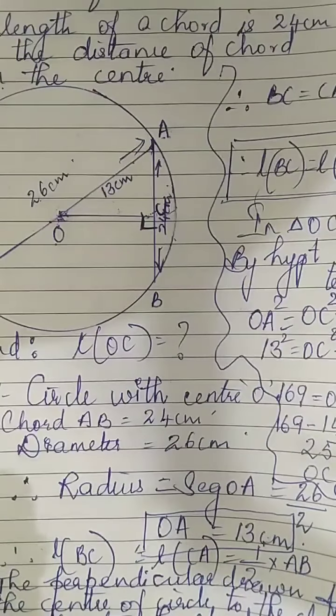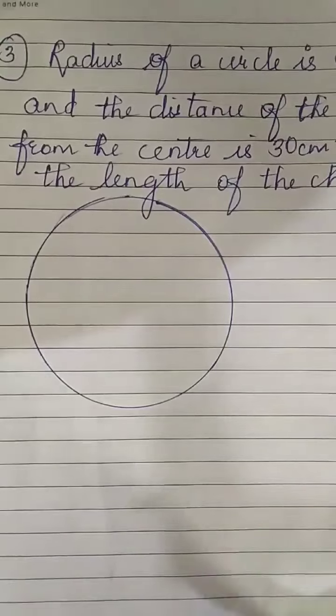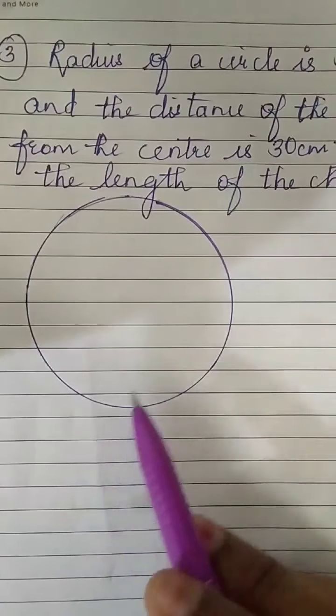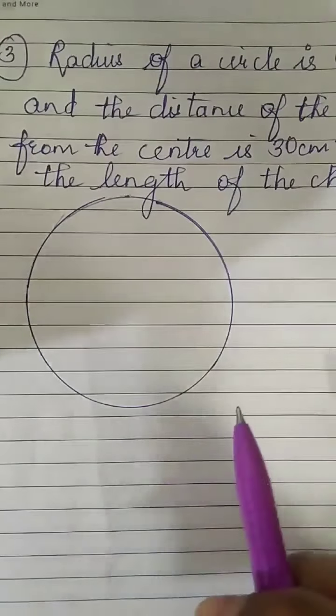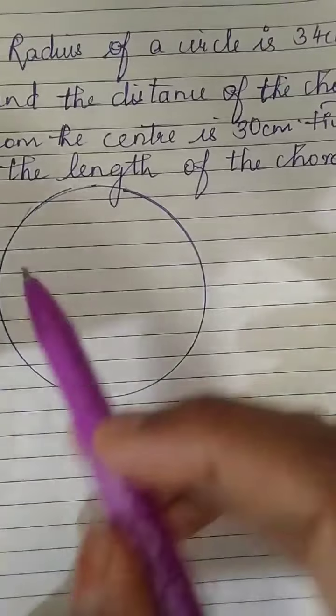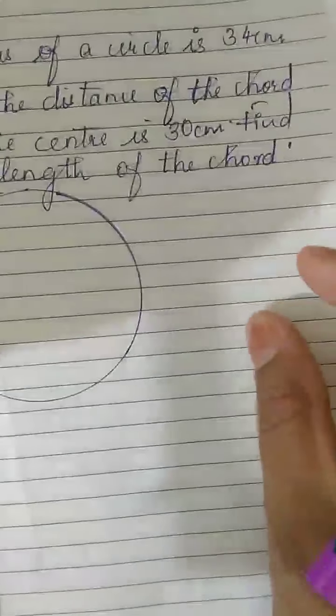Okay, now let us move on to the third sum. Third sum, I will explain to you how to do the sum. Remaining sums you have to do. Okay, so what is the question? If you get the figure, you can get the answer easily. Radius of circle is 34 centimeter.